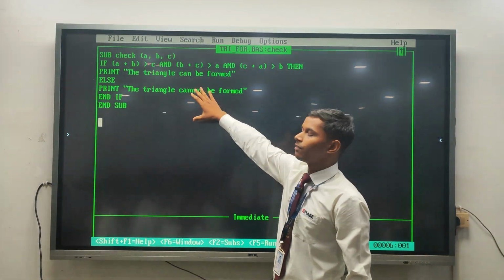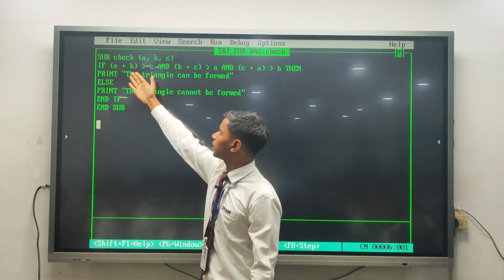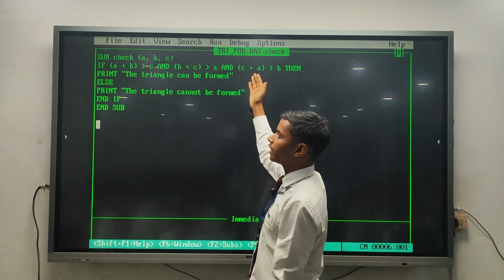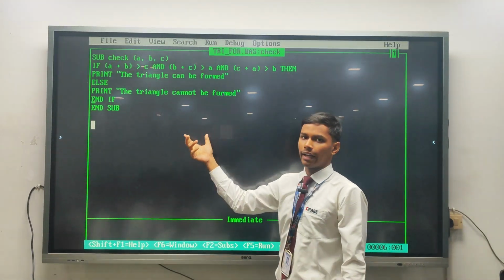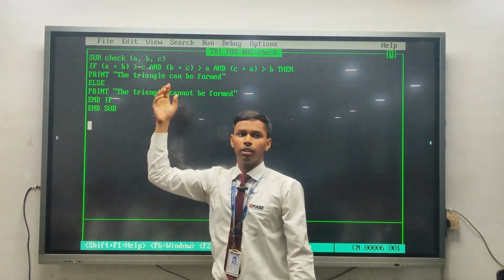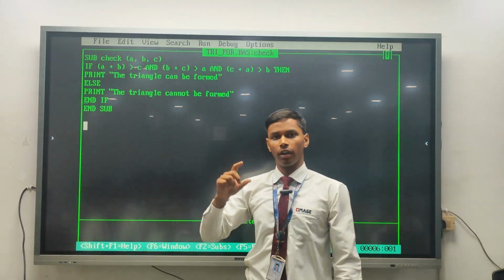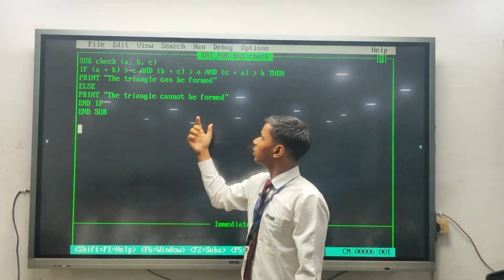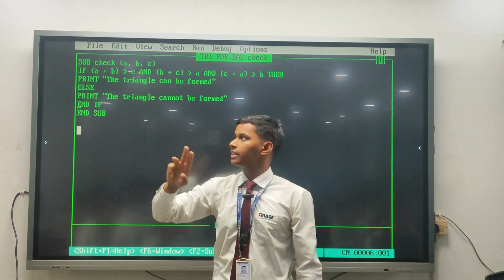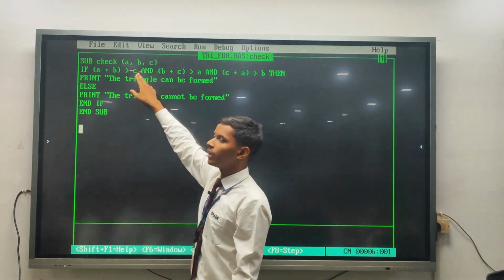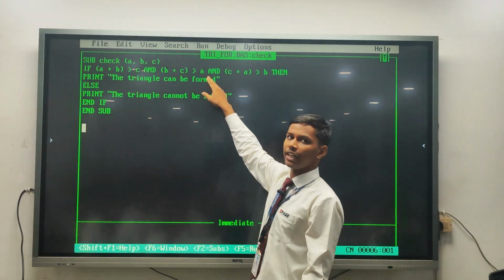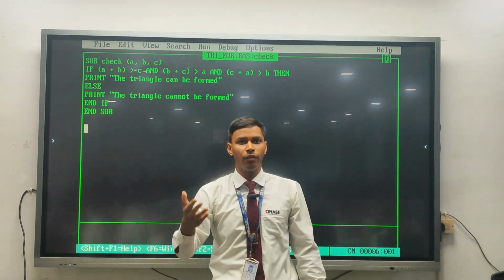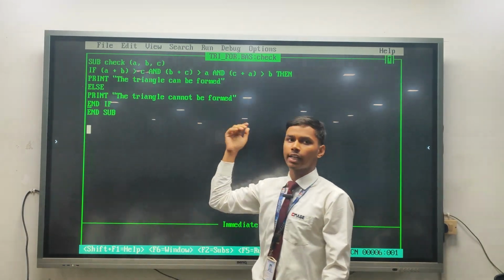Here is the same concept which I have told you just before, that the sum of two sides should be greater than the third side. So there are a total of three sides, so there are three criteria which are to be fulfilled in order to make a triangle. We have used the keyword and, which gives the result true only if all the required parameters are true, otherwise it gives false. So if there are three sides A, B and C, then the sum of A and B should be greater than C, the sum of B and C should be greater than A, and the sum of C and A should be greater than B. Then it will print that the triangle can be formed. Otherwise, it will print that the triangle cannot be formed.